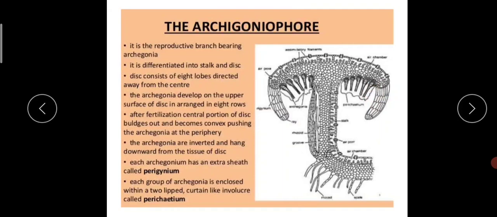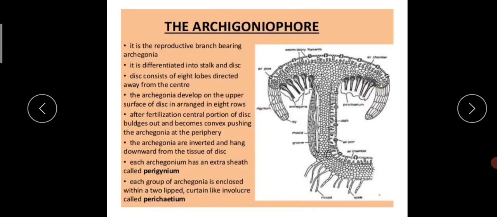After this inversion, a one-celled thick plate is formed, known as the perichaetium or involucre, on each side of the archegonial rows. So the archegonia of adjacent lobes are separated by these perichaetia.